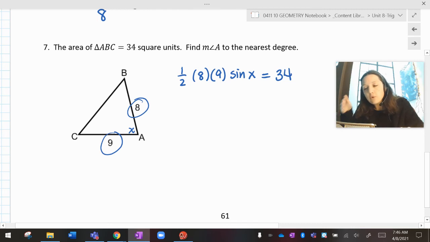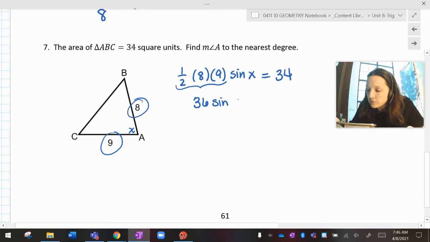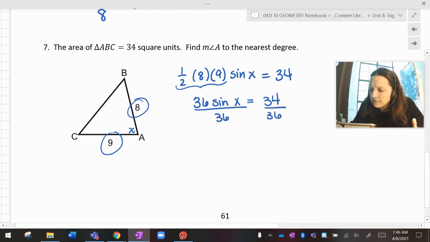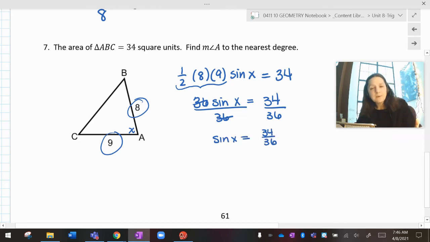So if I want to solve for x, I need to get rid of everything else. So let's see, 1/2 times 8 times 9. 8 times 9 is 72. 1/2 of that would be 36. So 36 sine x equals 34. If I need to solve for x, I've got to divide by 36. So sine x equals 34 over 36.